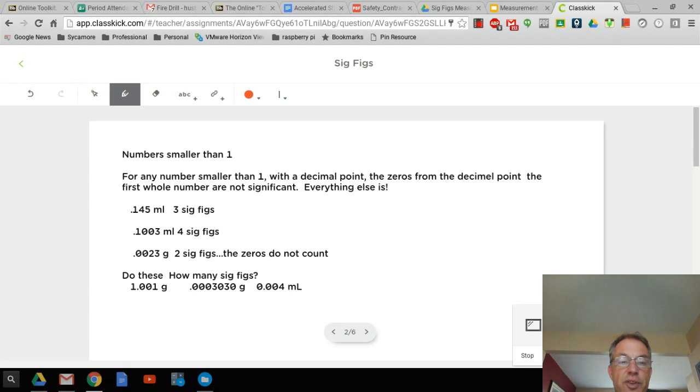This one, 4 sig figs, again, there's all the whole numbers. The zeros are in between whole numbers. Everybody counts. The only time they don't count is when it's between the decimal and the first whole number. Those are just placeholders. So 1.0023 grams, there's only 2 sig figs, these 2 whole numbers. If that were 0.00203, that would be 3 sig figs. If it were 0.00230, that last 0 would count. Those 2 would count. It's just the ones from the decimal to the first whole number.